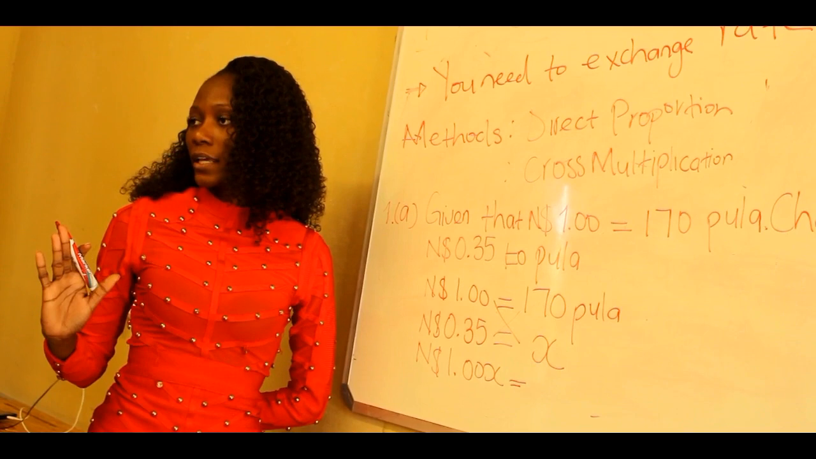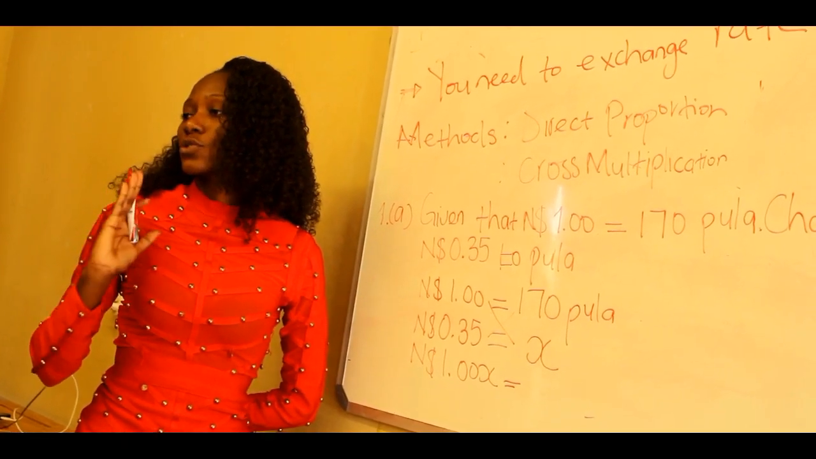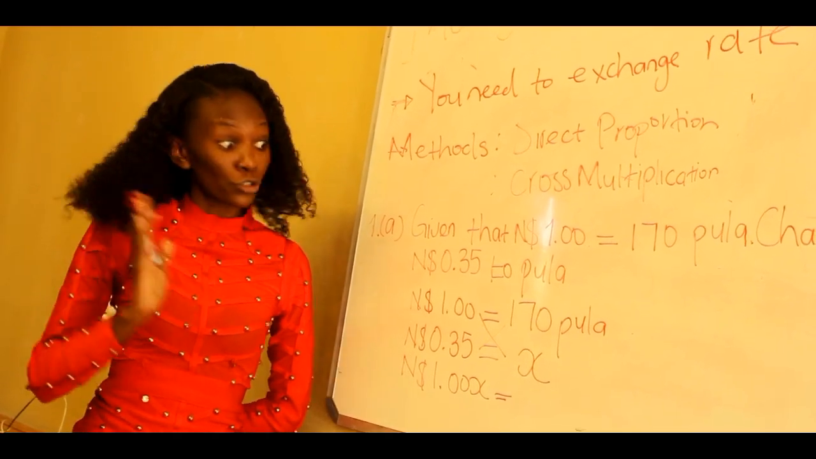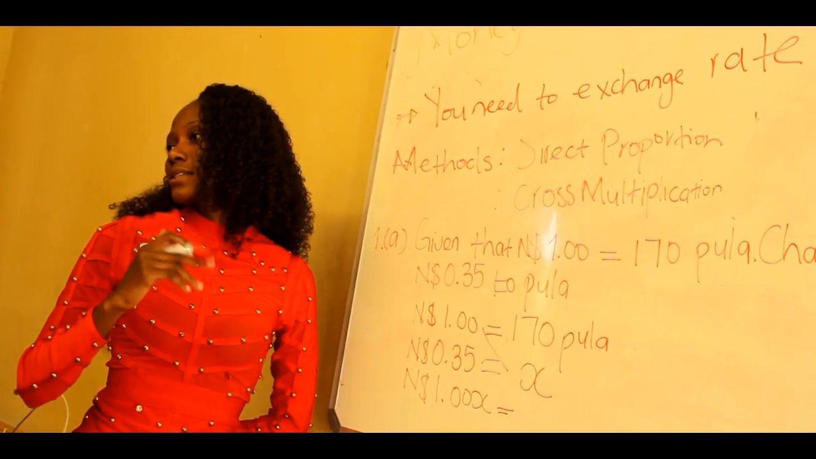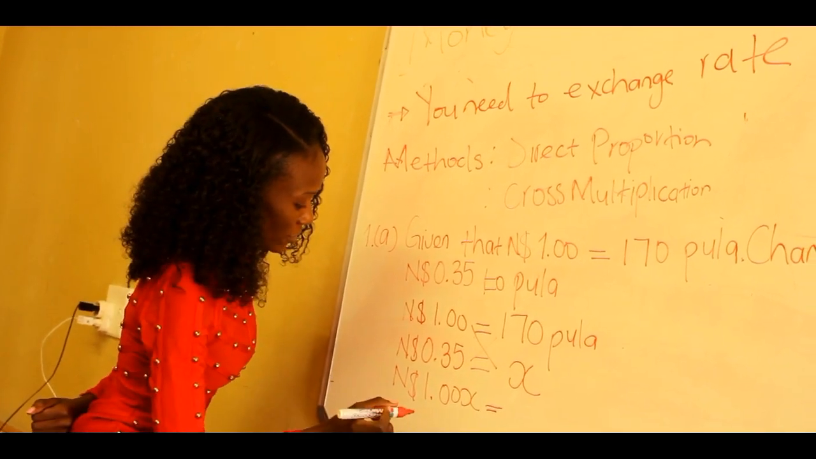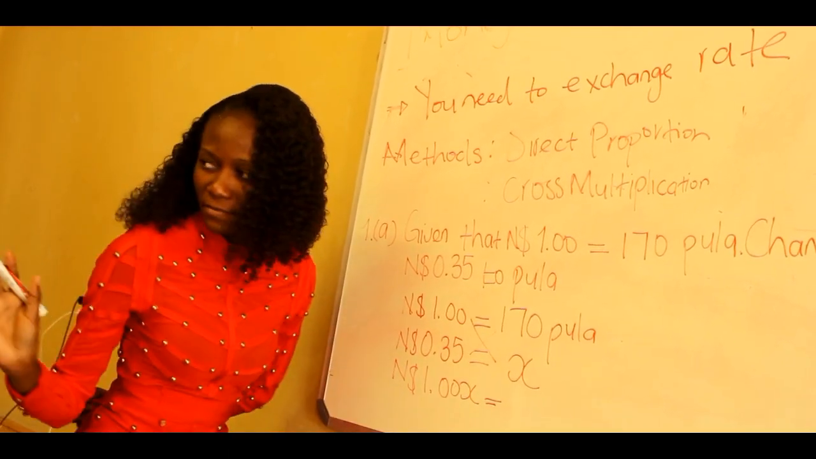I forgot to tell you something. Whenever you are working with money, your answer should be in two decimal places. If you try putting one decimal place or something like that, it's wrong. It's a cross for you, okay?